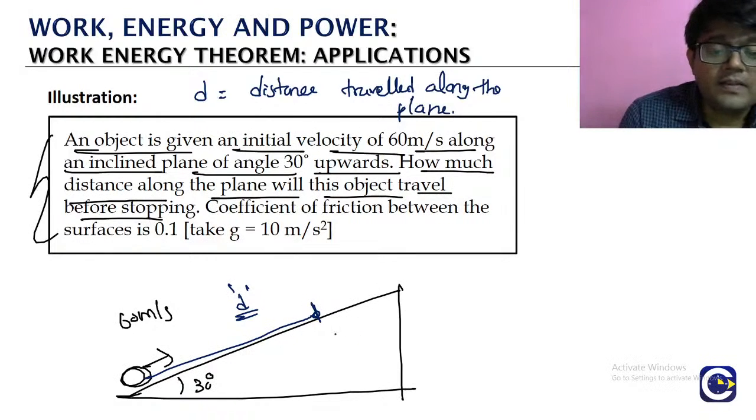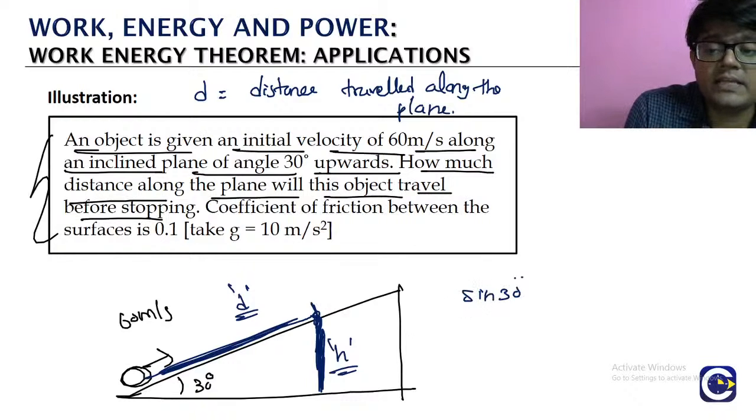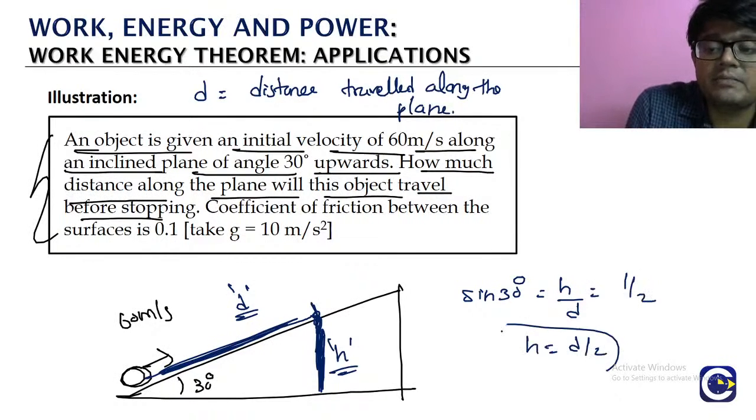Here, we will first try to find out the vertical height. So just like we did earlier, what is this? This is d, and we can call the height h. Look, sin 30 is equal to what? h by d. Sin 30 means half, right? So h is equal to what? d by 2.